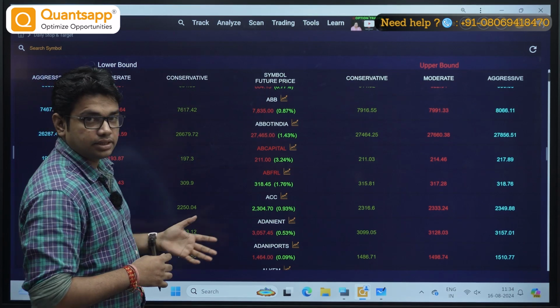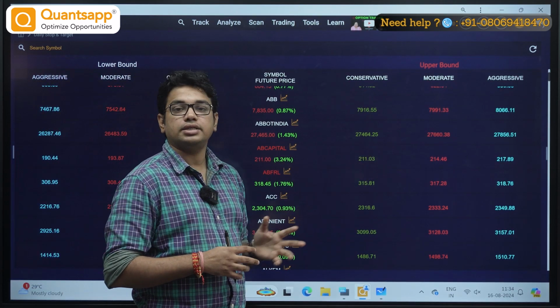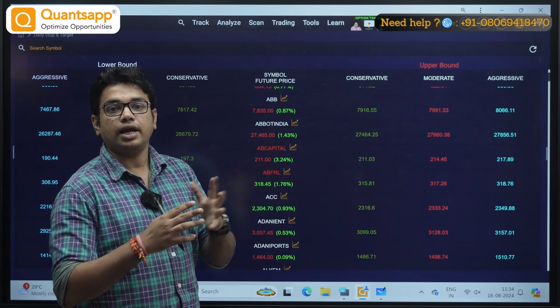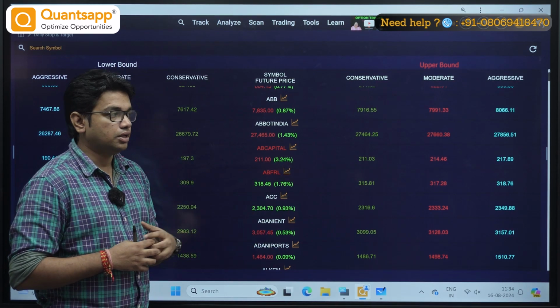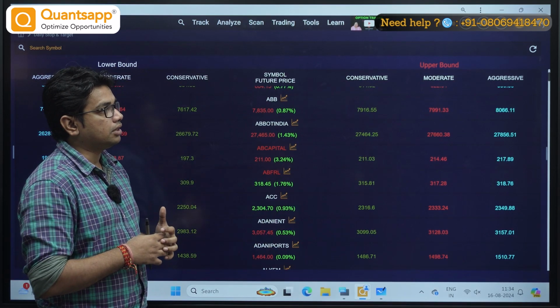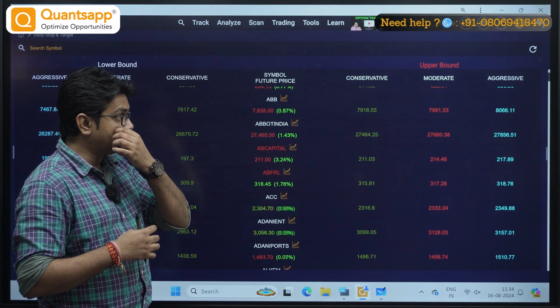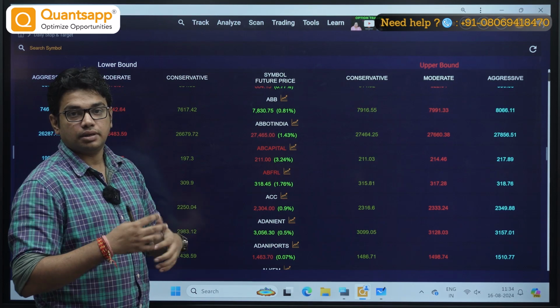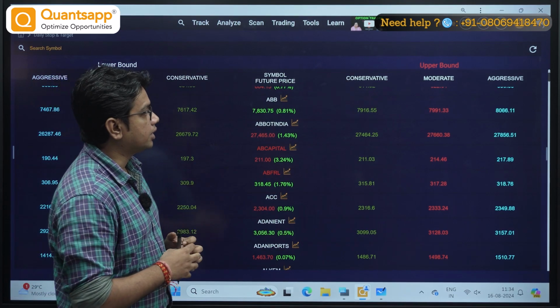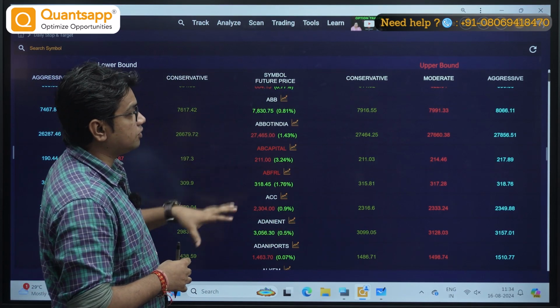You can take the conservative as a stop loss and take moderate as your target. Okay, you can do these things also. Simultaneously, you will be utilizing this tool, and the more trades you take, the more experience you will gain, and somehow you will gain your confidence. Okay, so this is about future data.